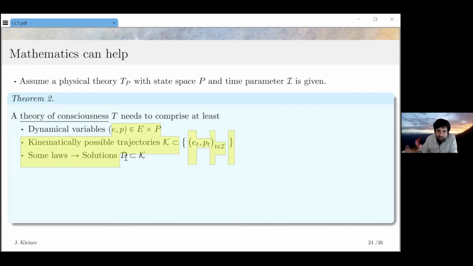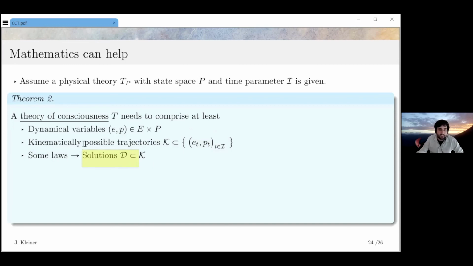You typically have some sort of principles that tell you how the states of consciousness and the physical states co-evolve, at least in a certain sense. You have some laws which tell you which of these evolutions are possible. So put differently, you always have a notion of physical states and consciousness states. You can always write down these variations, and you can then use the laws of the theory to pick out which of these are actually realizable.